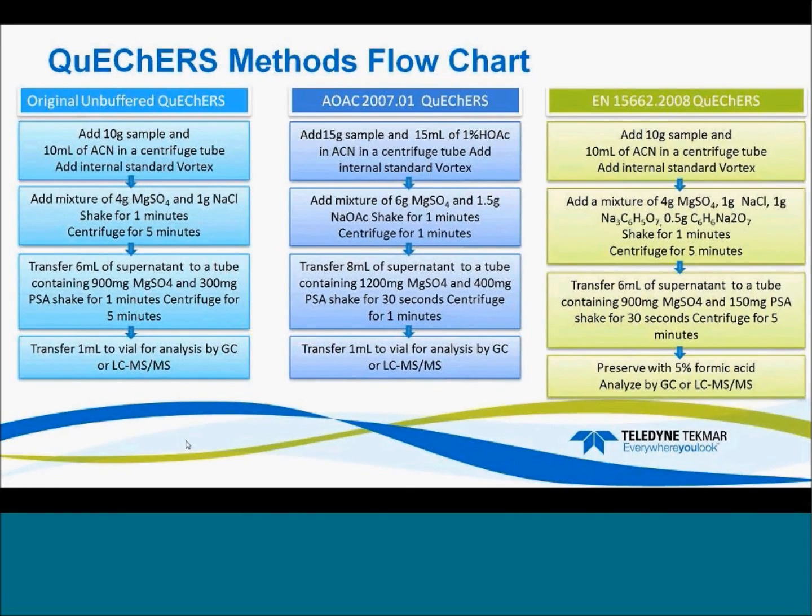One method might call for a 5-minute centrifuge. The other method might call for a 1-minute centrifuge. The cleanup steps are approximately the same, but they use different ratios also: 6 mils for the unbuffered and the EN, then 8 mils for the AOAC. But the PSA, magnesium sulfate, and the other cleanup materials are adjusted for that extra 2 mils of solvent. And then the other glaring difference between the methods is the EN will preserve with 5% formic acid at the end before it gets sent off to be analyzed.